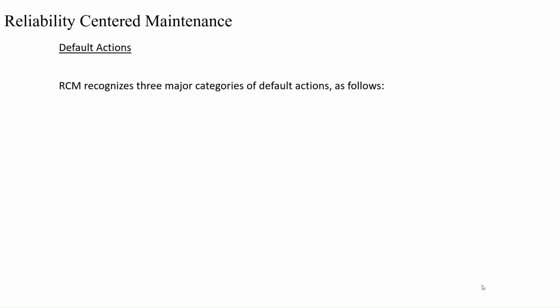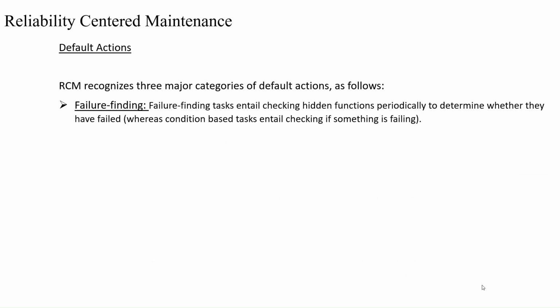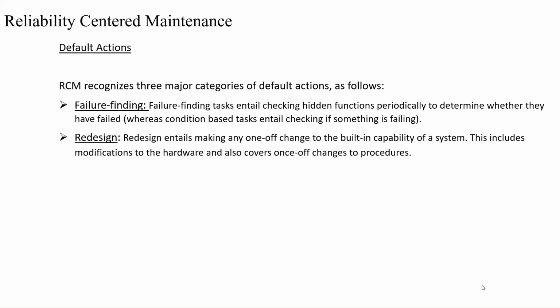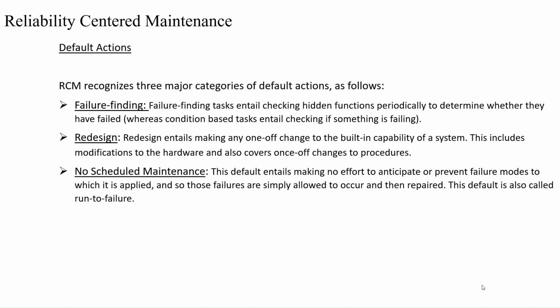Default actions. RCM recognizes three major categories of default actions as follows. Failure finding. Failure finding tasks entail checking hidden functions periodically to determine whether they have failed, whereas condition-based tasks entail checking if something is failing. Redesign. Redesign entails making any one-off change to the built-in capability of a system. This includes modifications to the hardware and also covers once-off changes to procedures. No scheduled maintenance. This default entails making no effort to anticipate or prevent the failure modes to which it is applied, and so those failures are simply allowed to occur and then repaired. This default is also called run to failure.